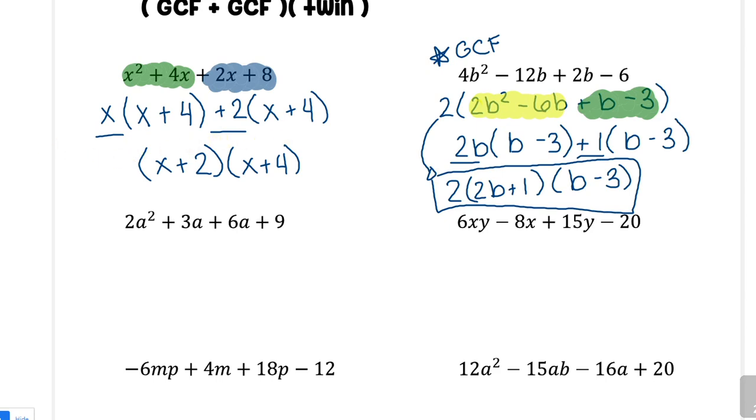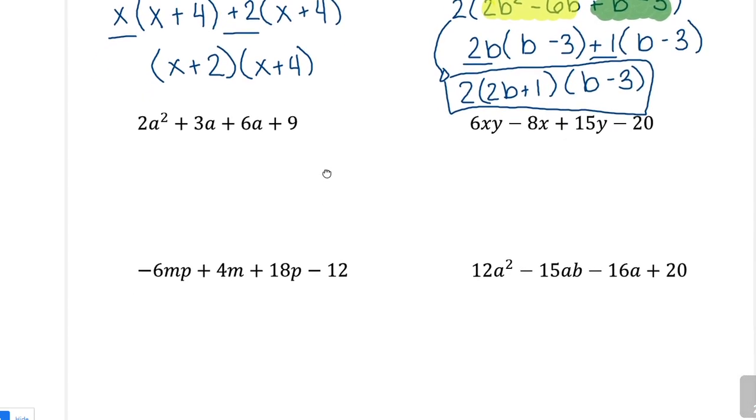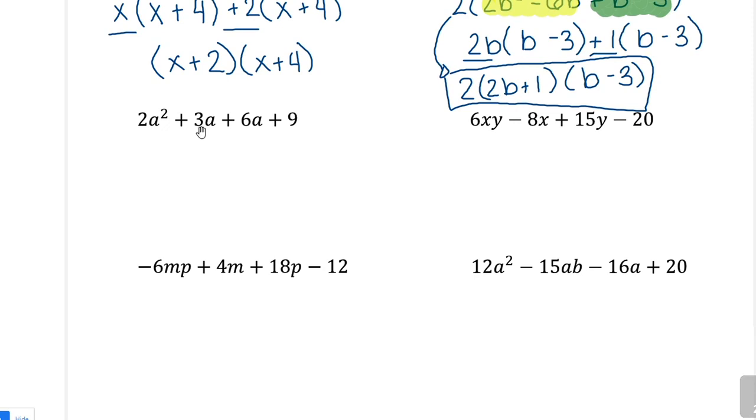Let's look at the next one. We have 2a squared plus 3a plus 6a plus 9. Let's split it: 2a squared plus 3a, and then 6a plus 9. Let's factor out the greatest common factor for the first two terms. The largest thing we can take out is an a, so we're going to be left with 2a plus 3.